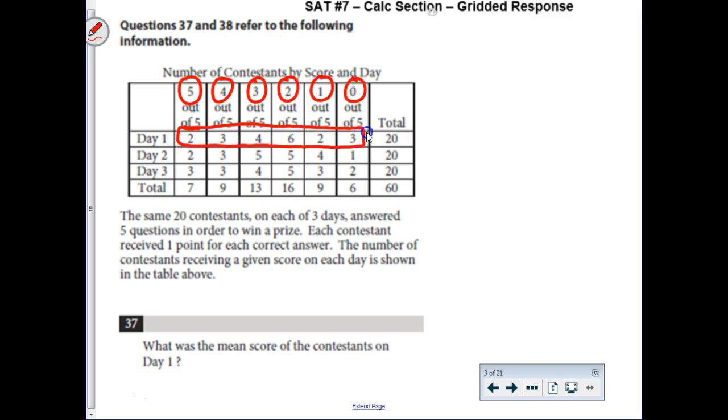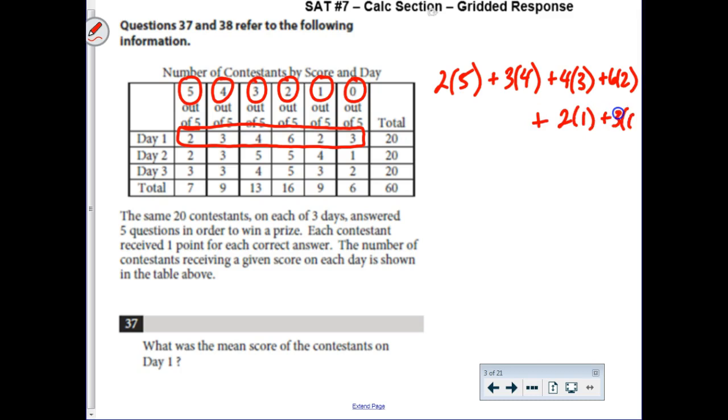You have to add up all their scores. So this says that 2 people scored 5 out of 5. 2 people scored 5 points. And 3 people scored 4 points. And 4 people scored 3 points, and so on and so on. 6 people scored 2 points, and 2 people scored 1 point. And obviously you don't really have to add in the 0 because it's just going to be 0, but if you want to keep it consistent, you can.